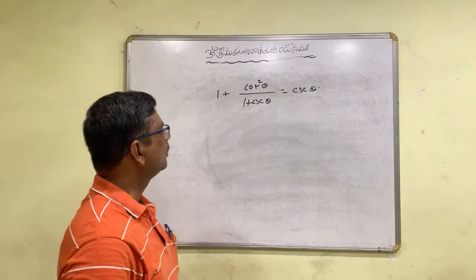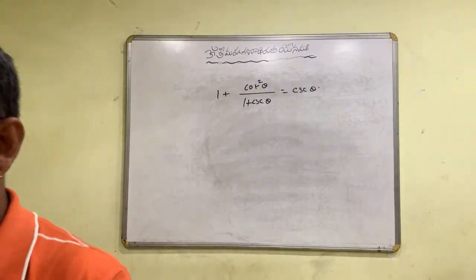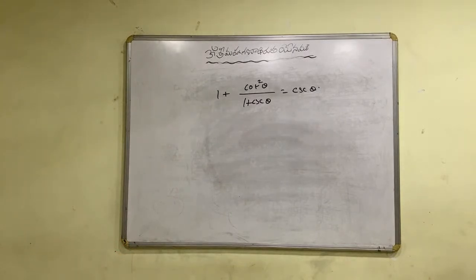Okay. So, any guesses from your side? Where to start? How to start? Any guesses, children, from your side? Can anyone say something here? How to start this problem? Children, 1 plus cot square. Sir, we can note down. Yes, you can note down. Not like that. Any guesses? We write cot as cos by sine. Okay. Any other guesses?